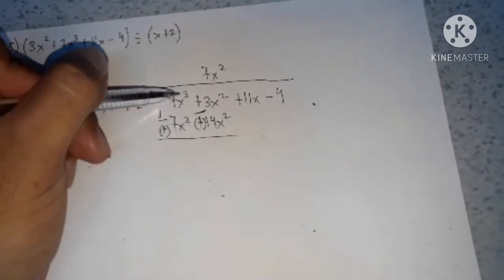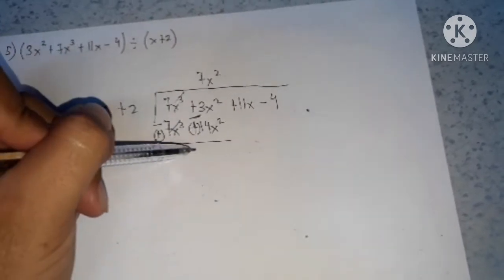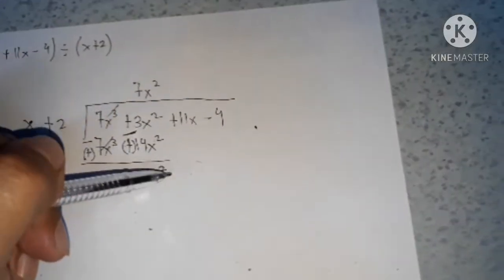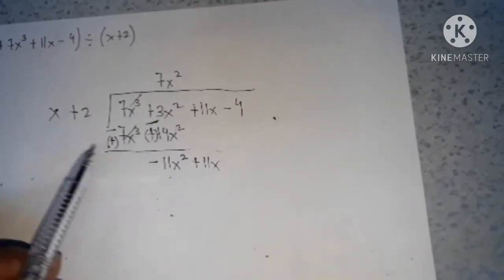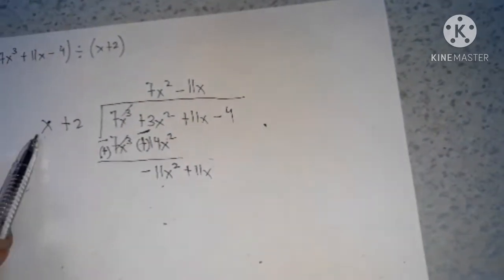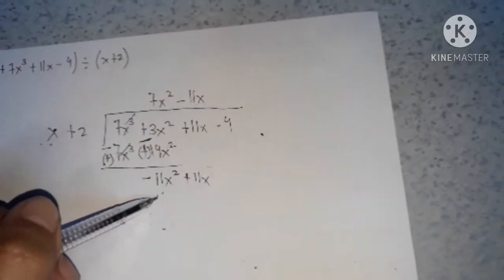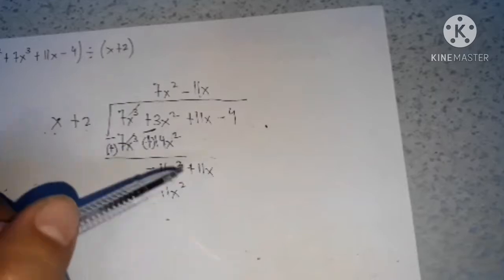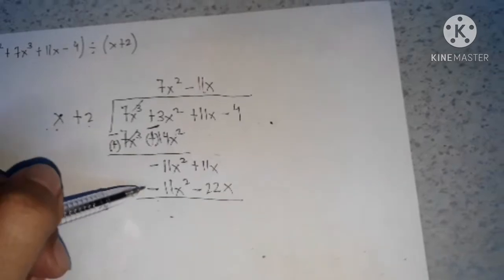Positive 7x cubed plus negative 7x cubed, that is 0. And then positive 3x squared plus negative 14x squared, that is negative 11x squared. And then bring down positive 11x. Ito, bring down. So negative 11x squared divided by x, that is negative 11x. And then negative 11x times positive x, so that is negative 11x squared. Negative 11x times positive 2, that is negative 22x.